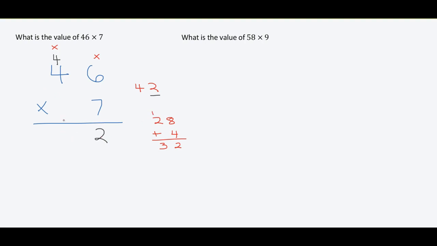So we have 32. So we write 32. Now 58 multiplied by 9. So we start from the right column. 8 multiplied by 9 is 72. So we're going to write down 2 on this side, and then we bring 7 up here.